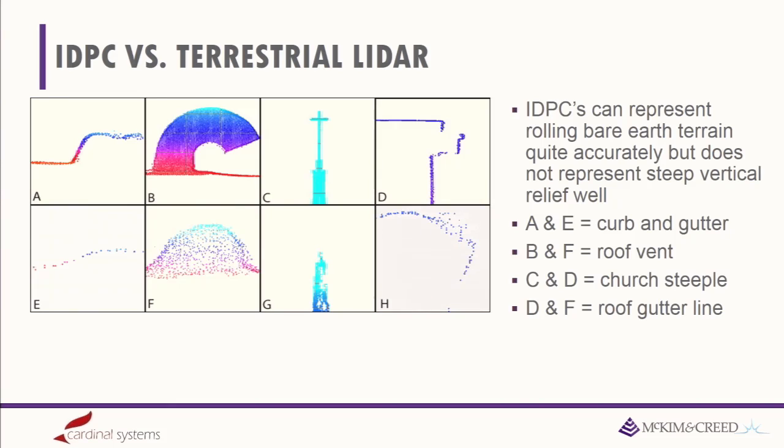We have an example of a terrestrial scan and the image-derived point clouds over here. And these are all the same features. So we have the edge of a curb. This is actually a roof vent, a cross on the top of a church, and this is a gutter. And you can see those features are not well represented in the image-derived point cloud. There's not a good way to pull that information out because we're trying to create a derivative of a derivative, and our base product already isn't accurate enough to achieve our goals.